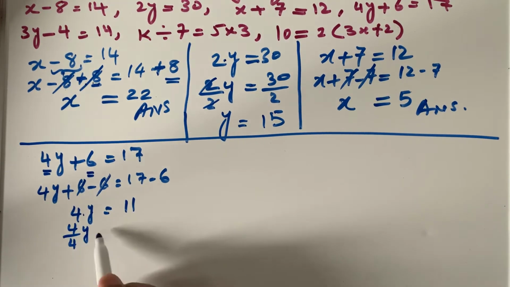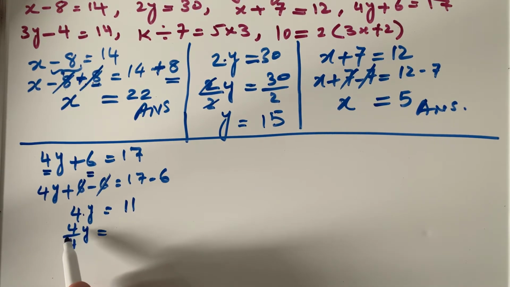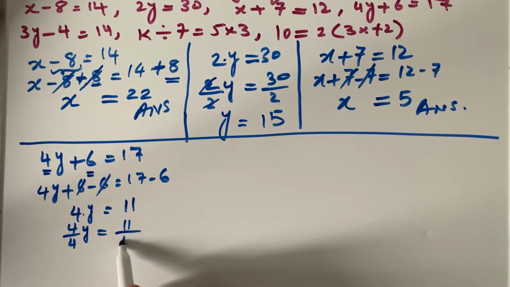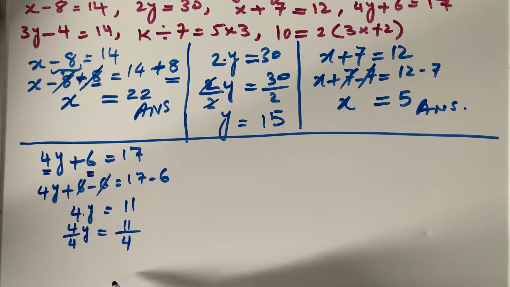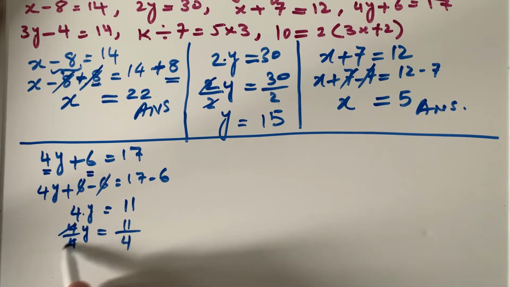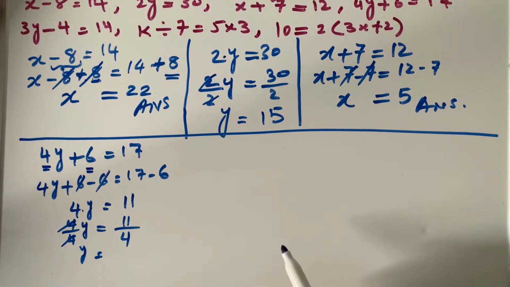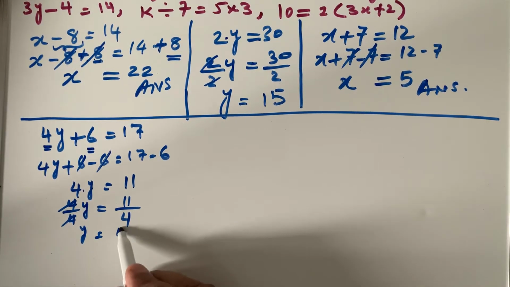So 4 divided by 4, but I did division on the left hand side, so I have to divide on the right hand side as well, right? So I did that on the right side. Now this 4 and 4 cancel, and y is equal to 11 over 4 is my answer.